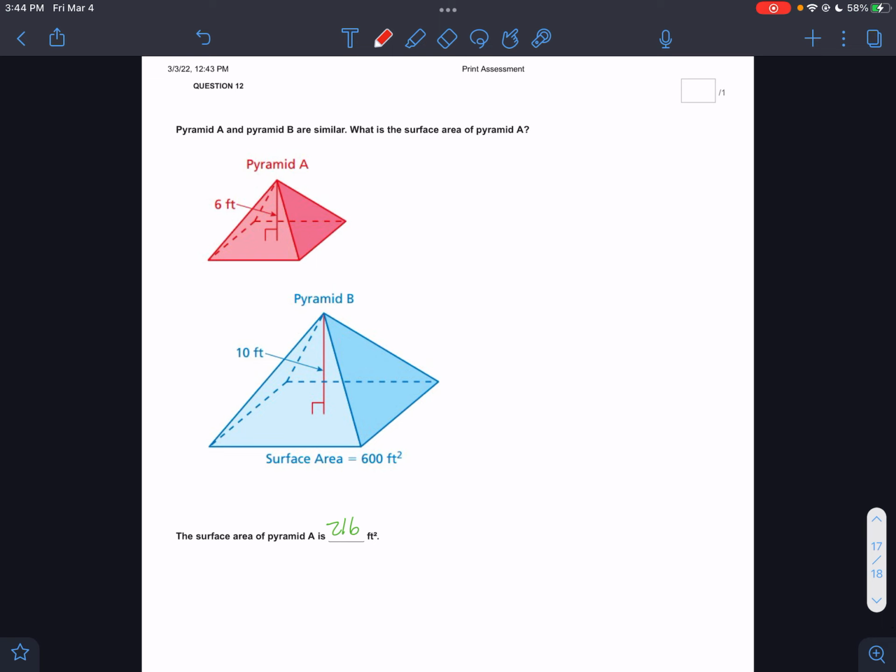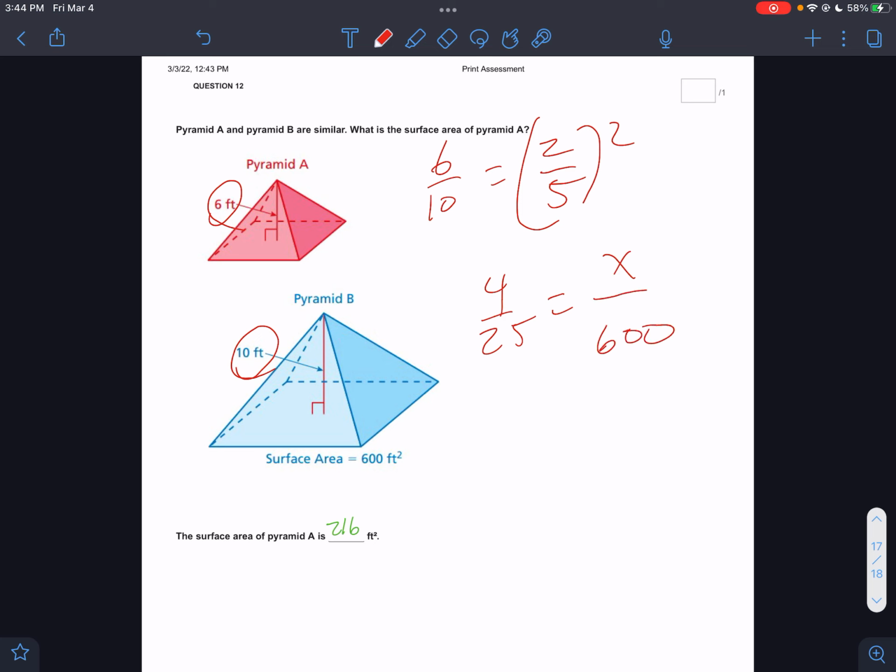Pyramid A and Pyramid B are similar. What is the surface area? So if they're similar, that means that ratio, which reduces to 2/5, must be true the whole time. So because we're working with area, we have to square the ratio. So it's going to be 4 over 25, that's the small over the big, equals x over 600. The 600 we know on the big shape. We can reduce horizontally, so that would be 1 and 24.